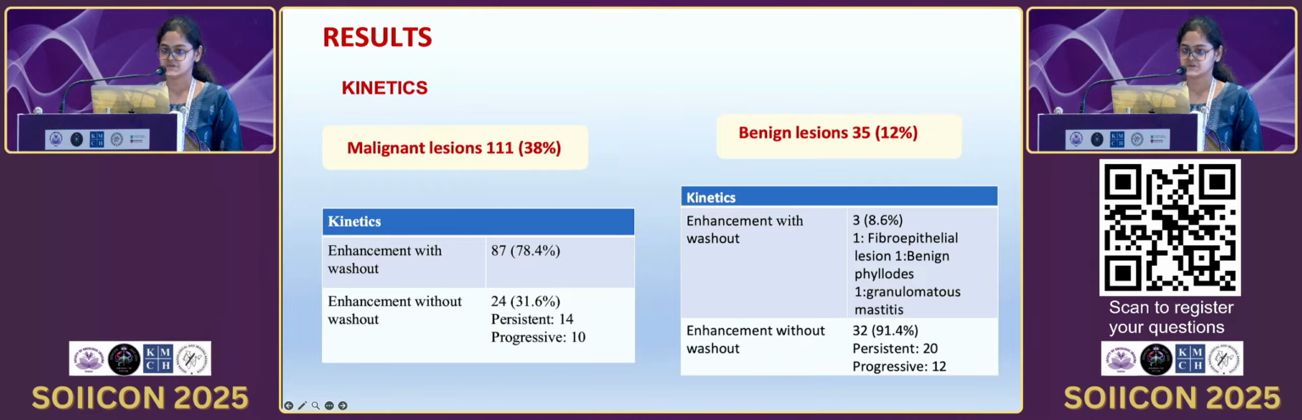So among the 111 malignant lesions, the most common pattern of enhancement with washout, that is seen characteristically in malignant lesions, was 78.4%, and enhancement without washout was still 32%, but still they were malignant on biopsy correlate. Among the 35 benign lesions, the most common pattern was enhancement without washout, the classic benign entity, around 92%, and enhancement with washout was 9%. One of those was fibroepithelial lesion, benign phyllodes, and granulomatous mastitis on biopsy.